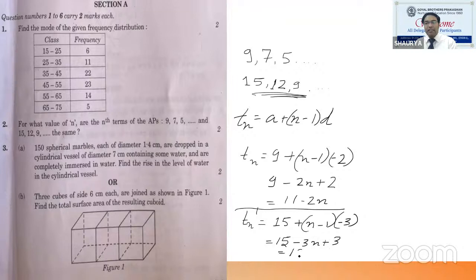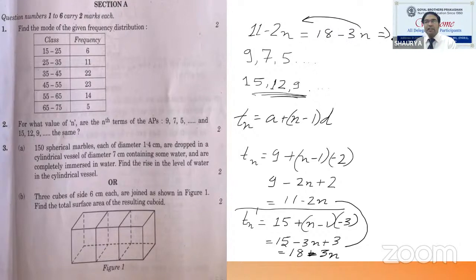That becomes 18 plus, minus 3n. Now it was said that the nth terms are equal. So I can simply equate the nth term of the first and second AP. What we have with ourselves now is 11 minus 2n is equal to 18 minus 3n, which will give us, taking 3n on this side, n equal to 7. The 7th term of both these APs are the same. 7 would be the answer.